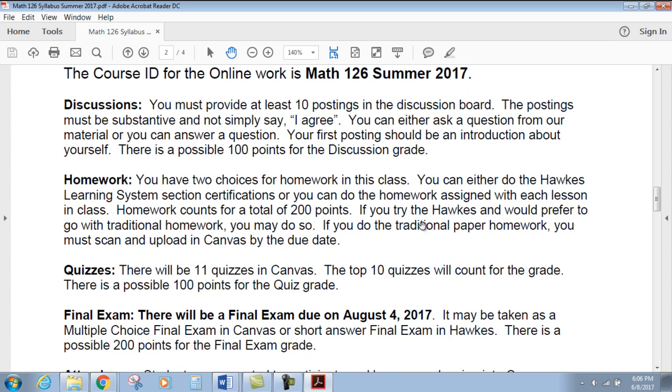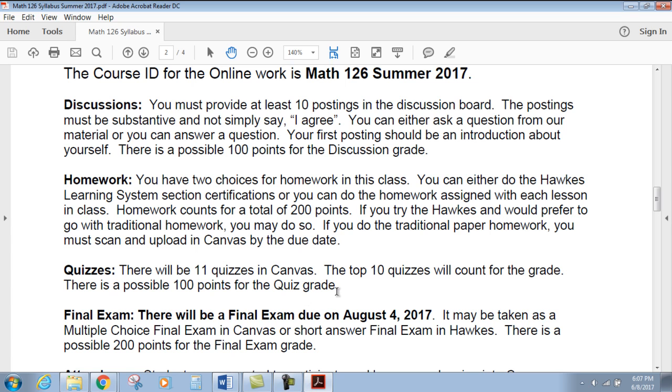Homework. You have 2 choices for the homework in the class. You can do the homework in the Hawkes Learning System, do the certifications, or you can do the homework assigned with each lesson in class. Homework counts for 200 points. If you try Hawkes and prefer to do the paper homework, you may do so. If you do the traditional paper homework, you must scan and upload the homework in Canvas by the due date. And there's a really cool app called Tiny Scanner that'll let you do that with your smartphone.